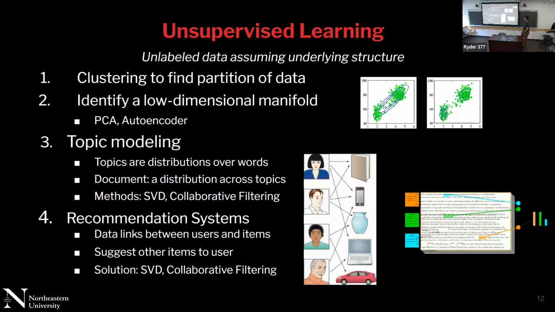We have talked about topic modeling already. Unsupervised learning is also helpful for doing recommendation systems. So collaborative filtering is one example of unsupervised learning. We can talk about that. I think there is a recommendation system slide later on where I'll talk about that, which I think is really cool. But yeah, that also uses unsupervised learning.